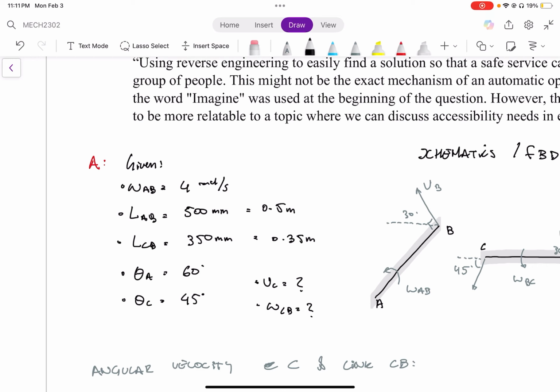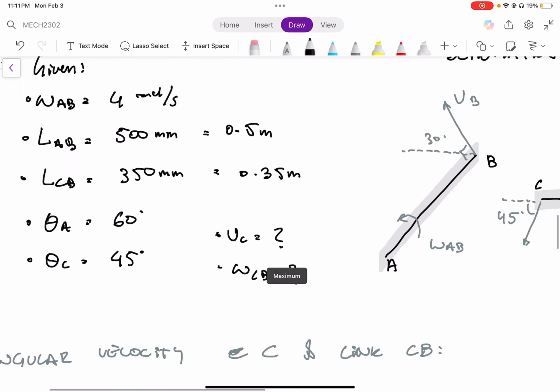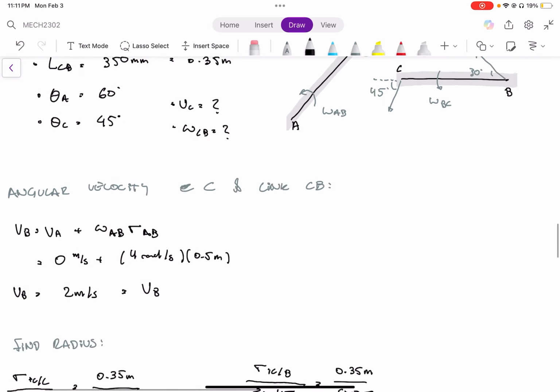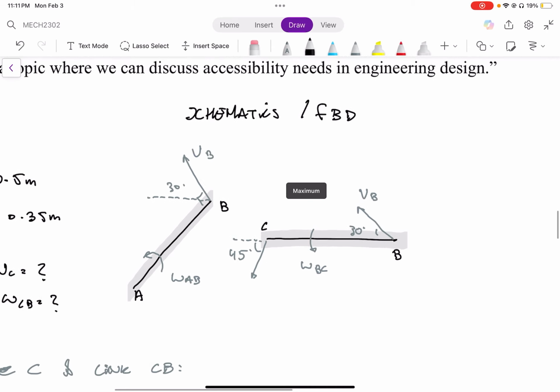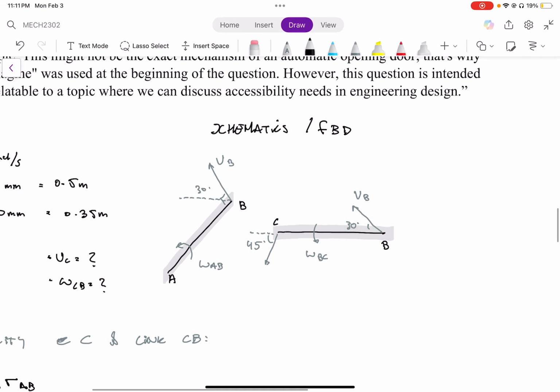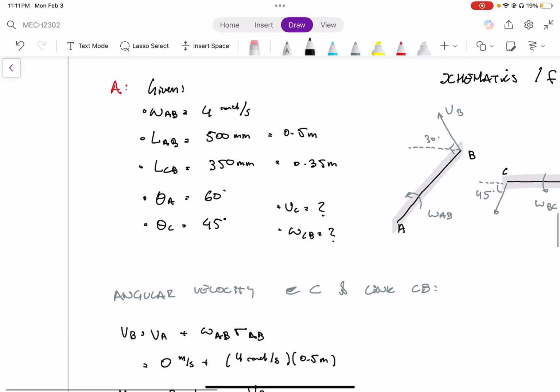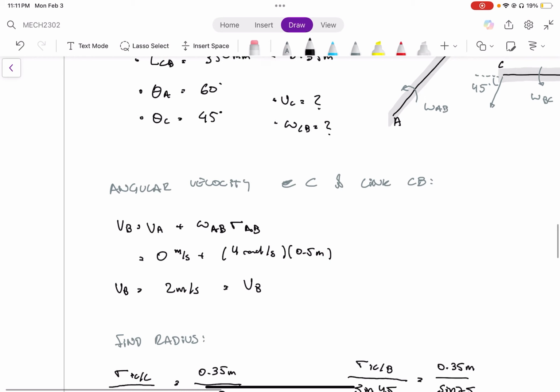The angle for A is 60 degrees, the angle for C is 45, and for the problem, we're trying to find the velocity at C and omega CB. So let's get started. Before we begin, these are the schematics, the free body diagrams, with all the known information and, of course, the missing values, because we're going to fill them in with the calculations. So we're trying to find the angular velocity at C and the length CB.